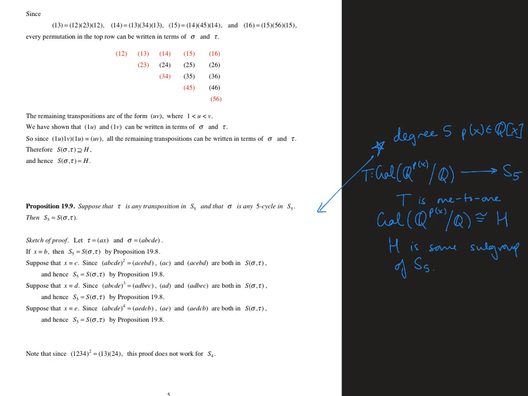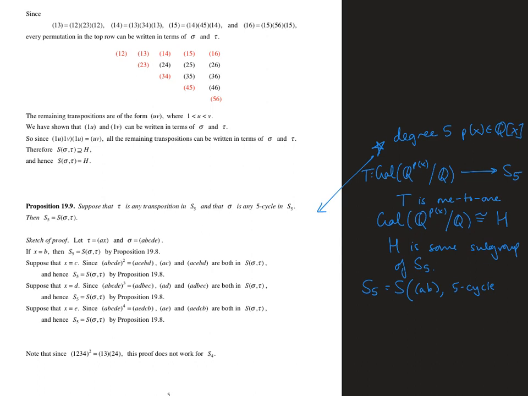And one way to check is to use proposition 19.9. This says that S5 is generated by any transposition and any 5 cycle. So we know S5 is generated by AB and then any 5 cycle. It doesn't matter if A and B are next to each other or not. That has something to do with the fact that 5 is a prime number. We can talk about that a little bit.